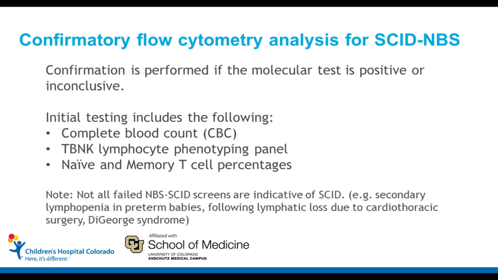Some of these screens may fail because there is secondary lymphopenia. This is very common in preterm babies, sometimes due to lymphatic loss following cardiothoracic surgery, or DiGeorge syndrome, which is really an issue with lack of development or partial development of the thymus. And so T cells, although they are present, are unable to exit through the thymus to the periphery as would normally occur. So it's important to note that a SCID screen that is low does not always indicate severe combined immune deficiency.